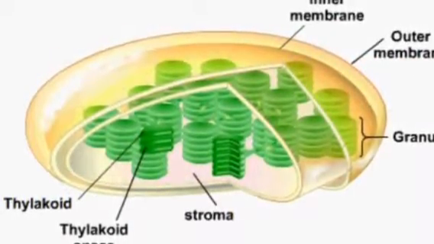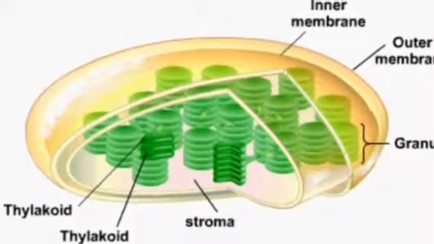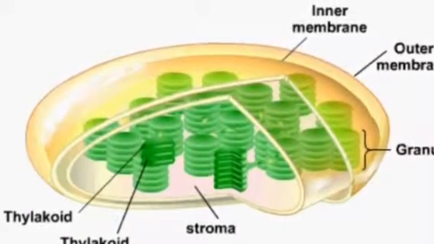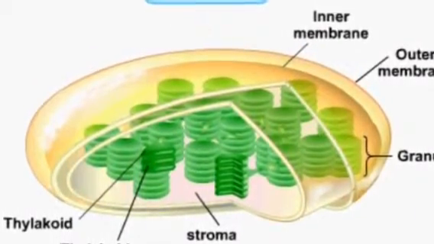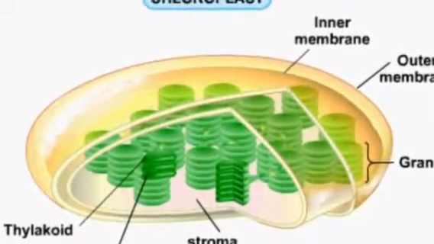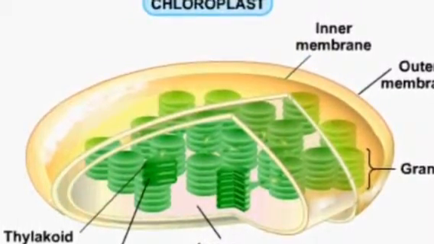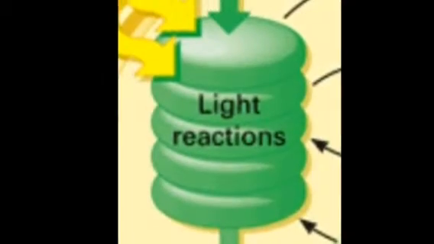The structure of a chloroplast is the inner membrane, outer membrane, thylakoids, where the light reaction takes place, granum, which is a stack of thylakoids, and stroma, where the Calvin cycle takes place.